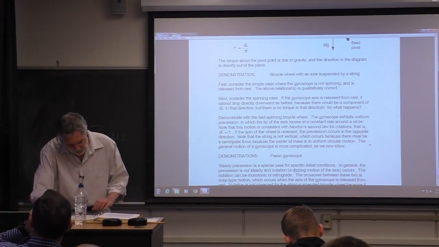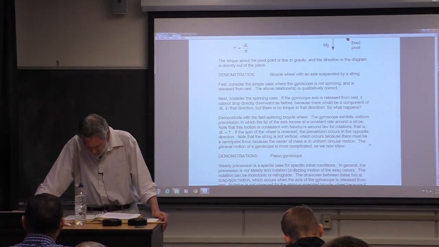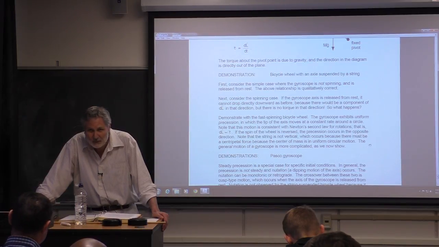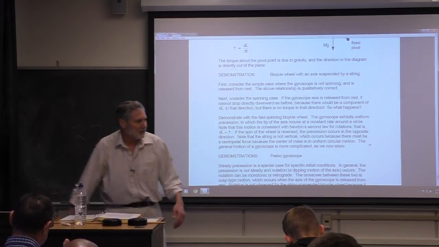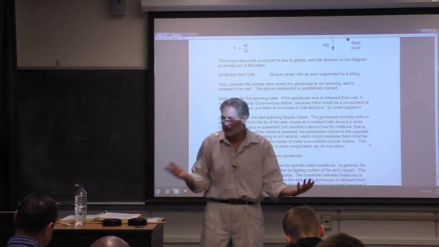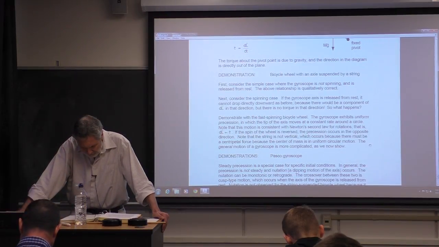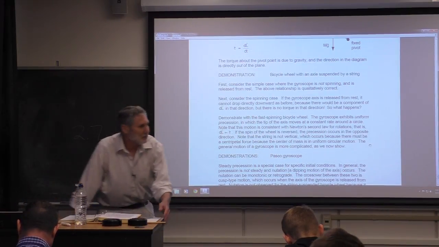So if you have any questions, please ask. If the spin is reversed, the precession reverses. Okay, we don't need to do that. If I spin it the other way, the precession will go the other way.